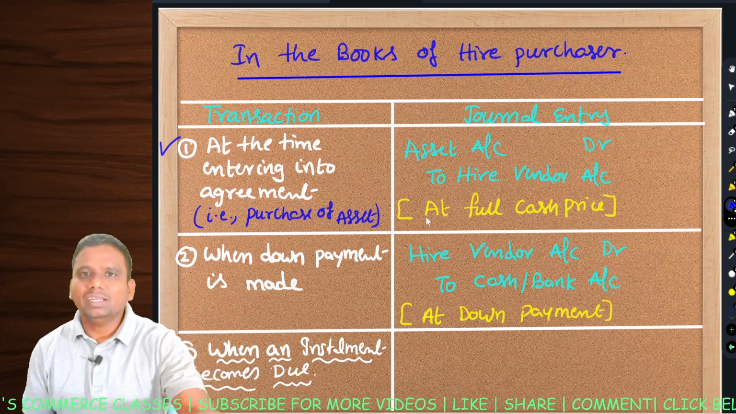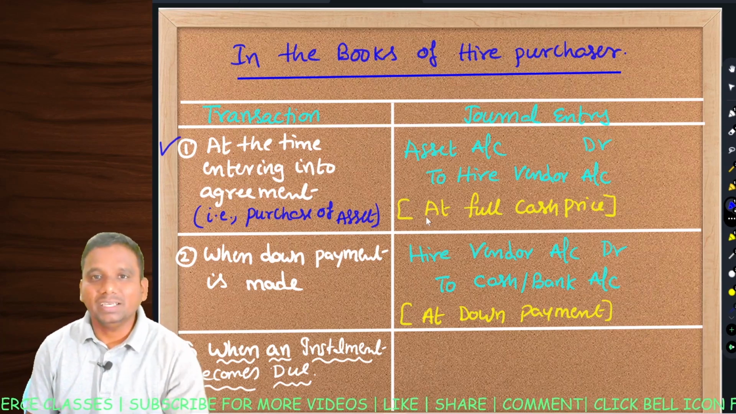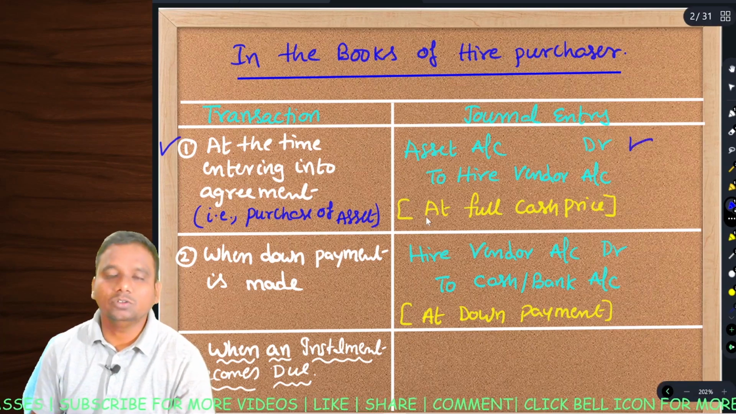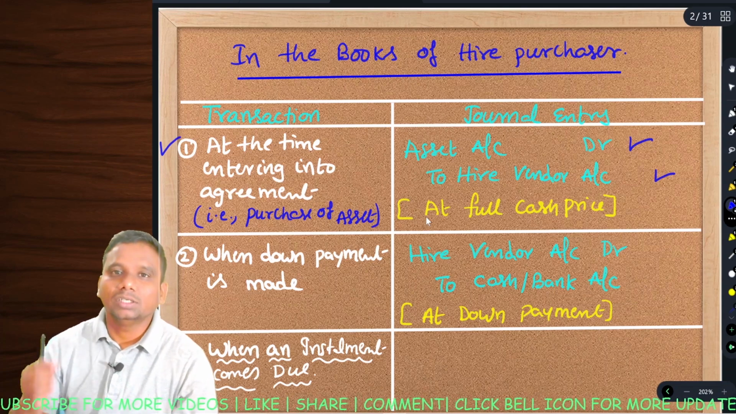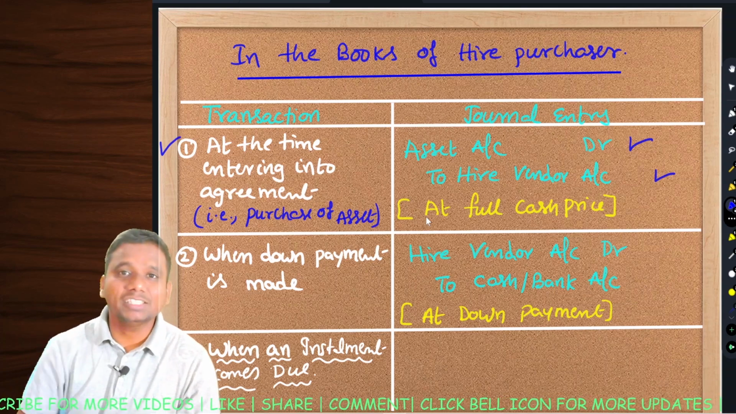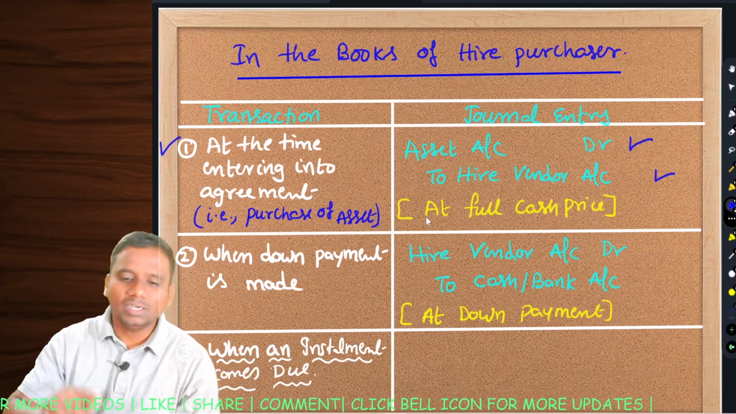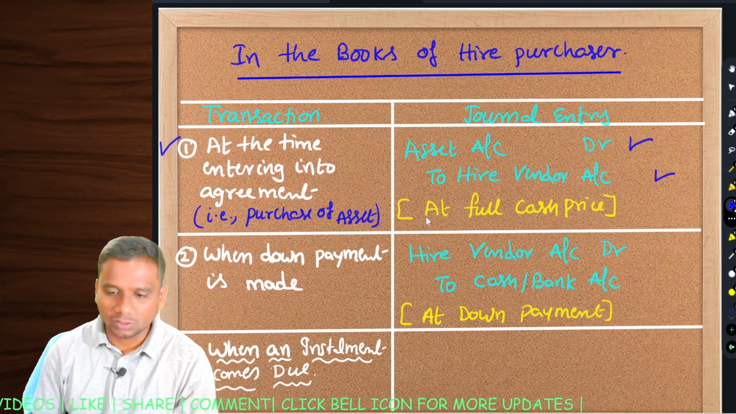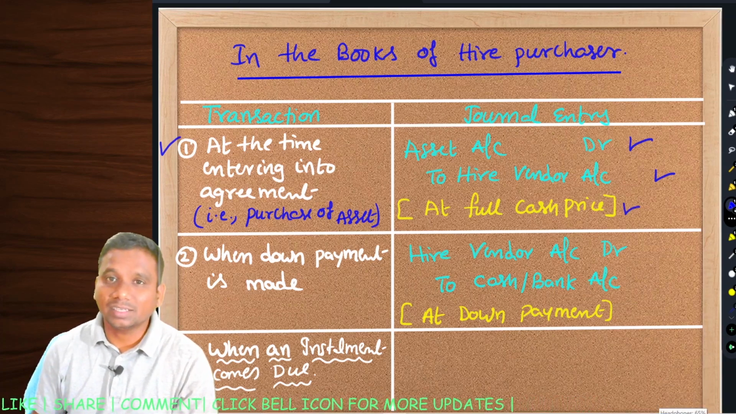Now, when we entered into hire purchase agreement and we are buying the asset, asset comes in debit, asset account to debit to hire vendor account, because we are not paying full cash to him, so that we should pay amount to him. So what is the entry? Asset account to debit to hire vendor account. At what price? Cash price. You should record the entry at cash price.